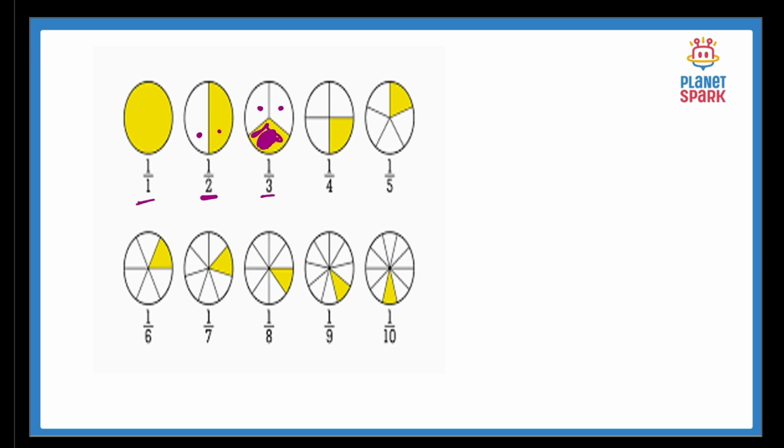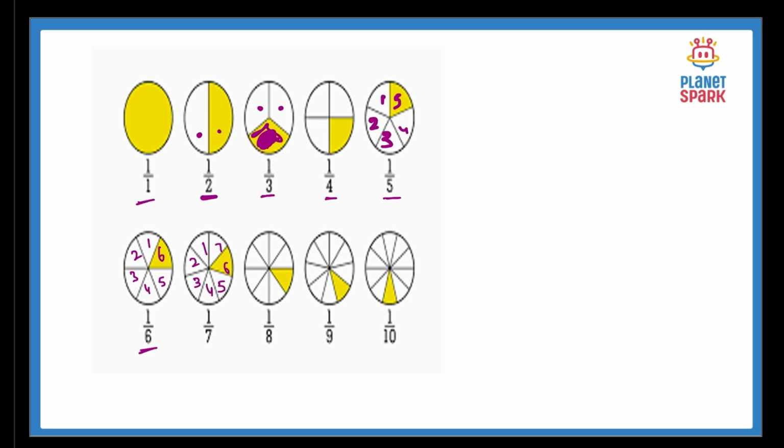The third fraction has 3 parts, and I have shaded one part, it is 1 over 3. Fourth fraction is having a total of 4 parts, out of which 1 is shaded, so it is 1 over 4. Fifth one is having 5 parts, out of 5 I am shading 1, so it is 1 over 5. Moving on to the next one, 6 parts are there in total, out of which I am shading 1, so it is 1 over 6.